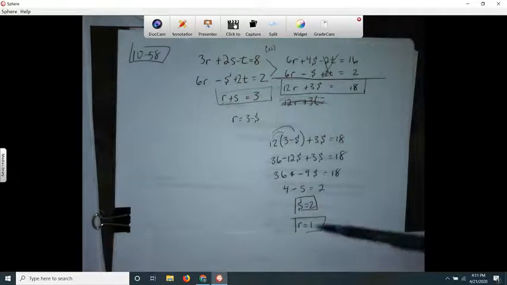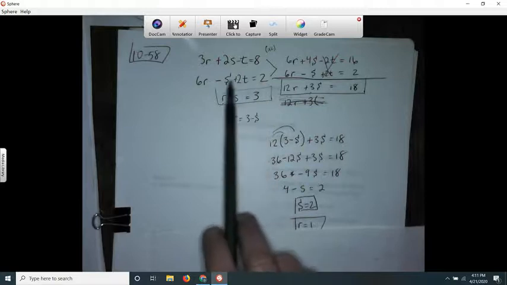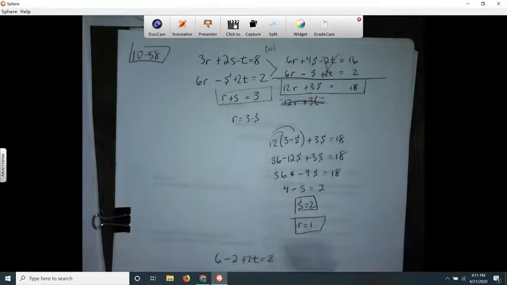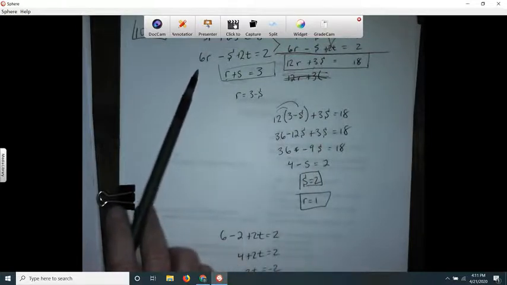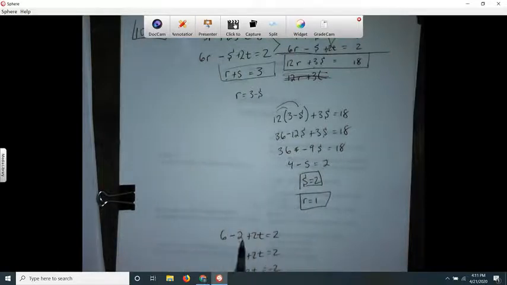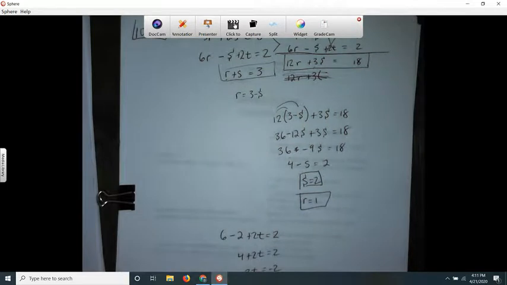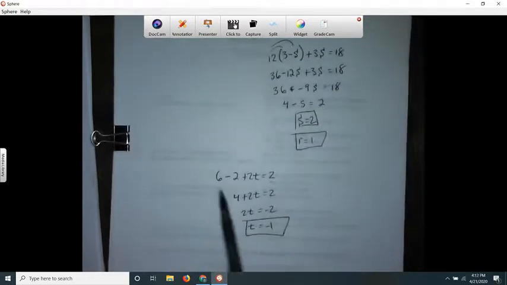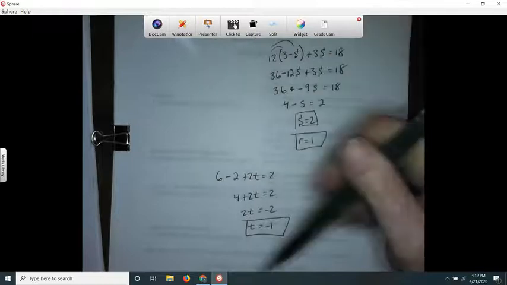And then now I knew what R and S were, and I had to find somewhere to plug them in for T, so I think I just plugged them in this one right here. I said 6 times 1, because R is 1, 6 times 1 is 6, minus S was 2, plus 2T equals 2. So I just plugged it in up there. And then I just combine like terms, and T is negative 1. So here's the three answers. That seemed pretty easy.